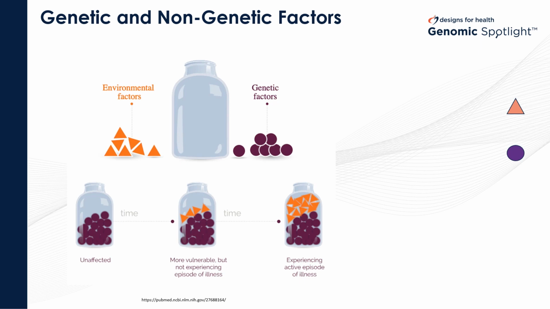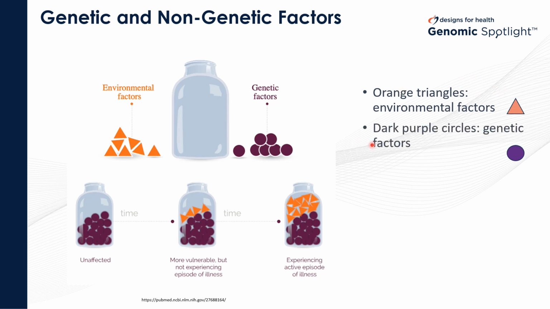Multifactorial conditions can strongly influence the development of conditions or diseases. One excellent example is type 2 diabetes. This example shows a jar. The idea is people born with a very specific size jar have different risks of developing certain conditions. And there are environmental factors, which are the orange triangles, and there are genetic factors, which are the dark purple circles. So the more genetic factors you have, the less room you're going to have for environmental factors before you fill up the jar, at which point disease begins to manifest.